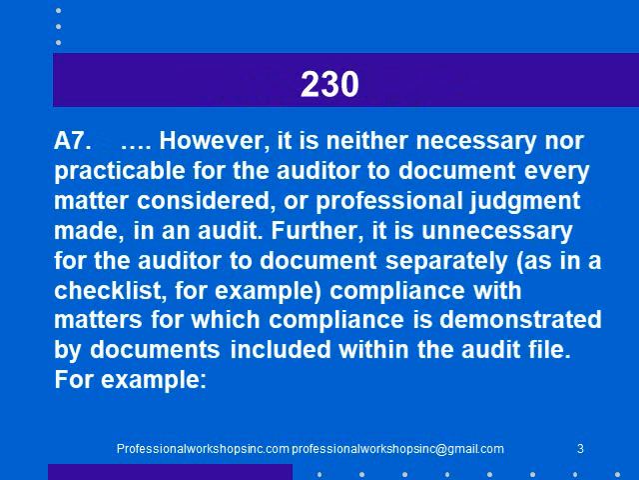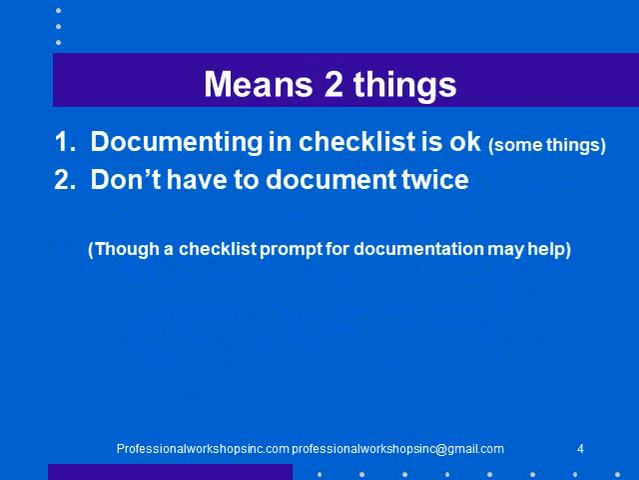And here's 230A7. It is neither necessary nor practicable for the auditor to document every matter considered or professional judgment made in an audit. Further, it is unnecessary for the auditor to document separately, as in a checklist, for example, compliance with matters for which compliance is demonstrated by documents included within the audit file. And then they list some examples. What does that mean? Means that documenting in a checklist is okay.